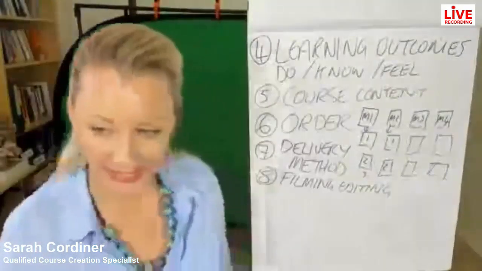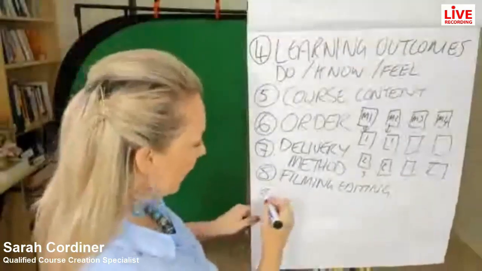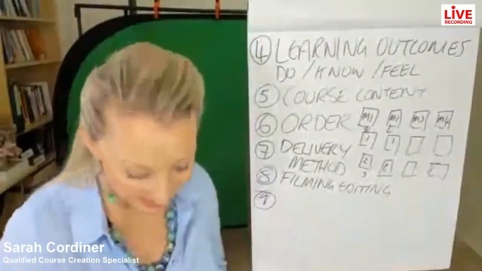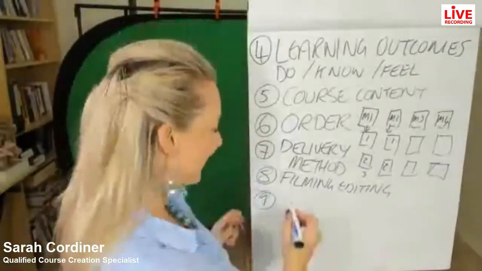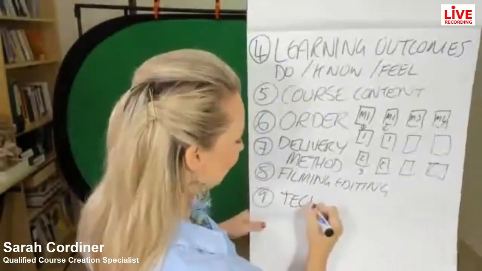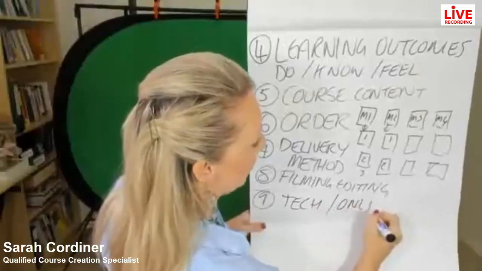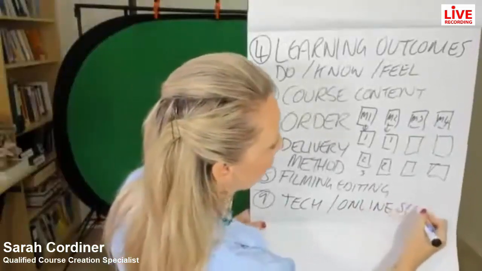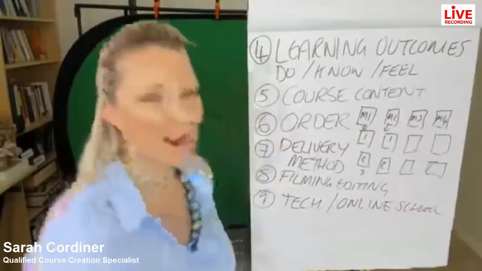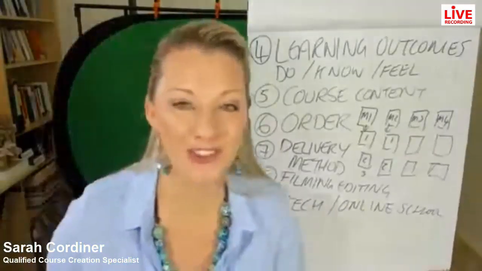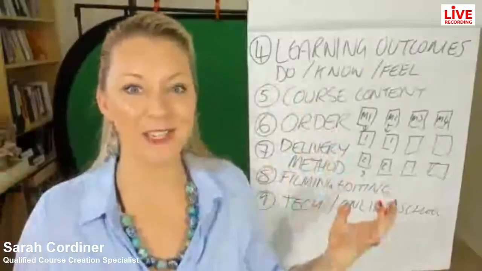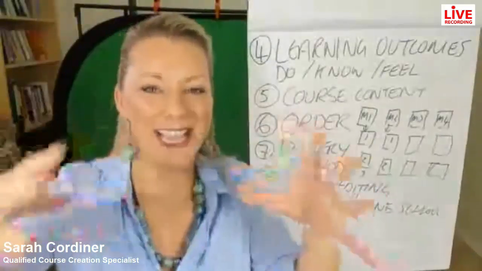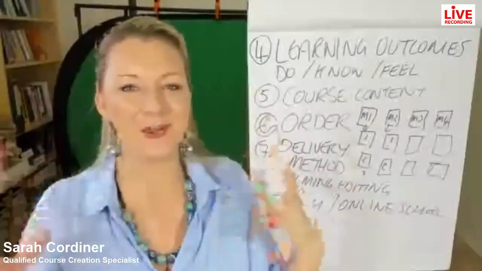All right, so we're nearly coming to the end of the live call now. Step number 9 for creating your online course is the technology. All right, so this is your tech and more importantly, your online school. So where do you actually put your online courses? You've done all this work, you've filmed it all. Now what do you do? How do you sell it? How do you actually get it in the hands of people? Where do you put all these videos?